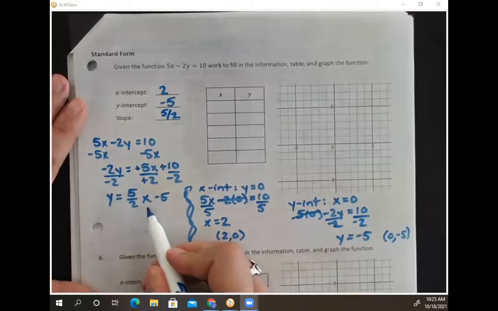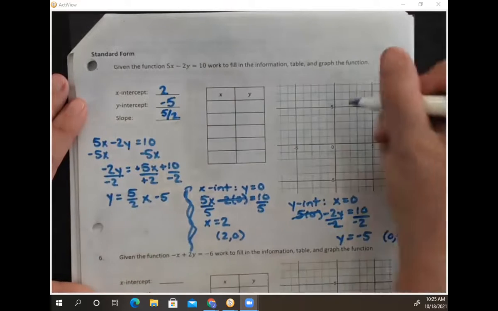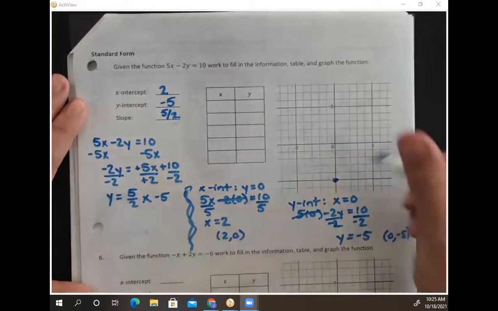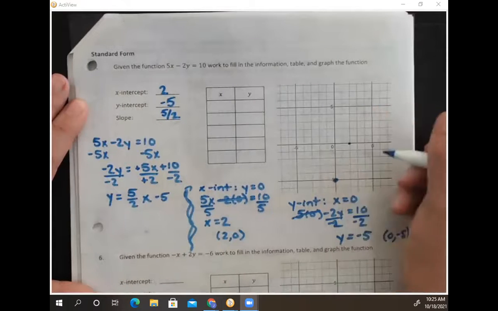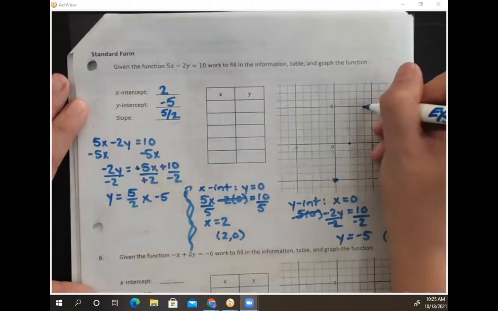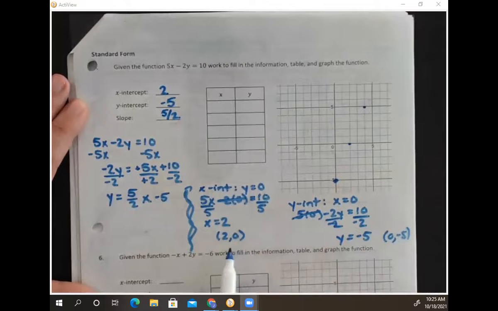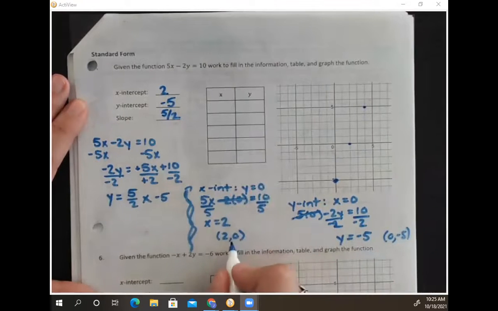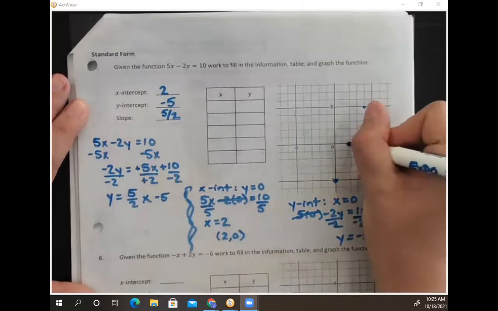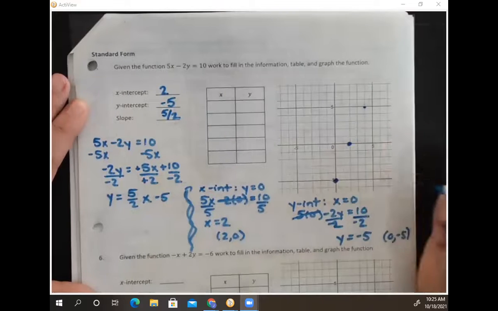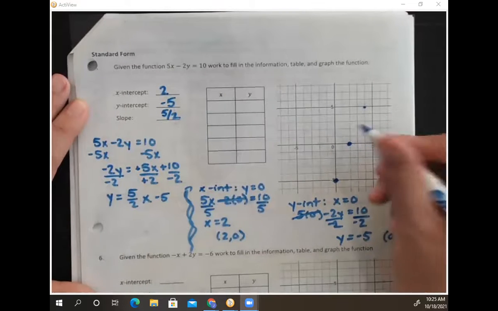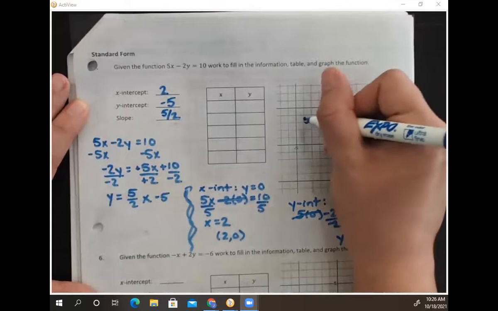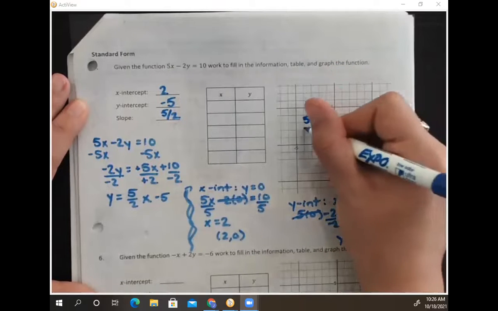If you are going to graph from slope-intercept form, remember that means you're going to plot your y-intercept and use your slope to find more points. So this says up 5 over 2. If you are graphing by finding the intercepts, then you wouldn't know your slope yet. You're going to start by plotting your x-intercept and your y-intercept, and then count to find the slope. So 1, 2, 3, 4, 5, up 5 over 2.